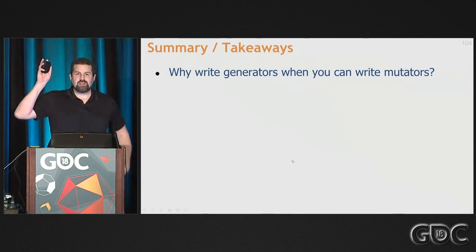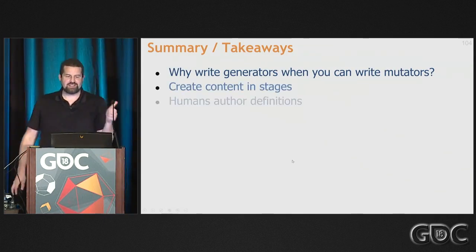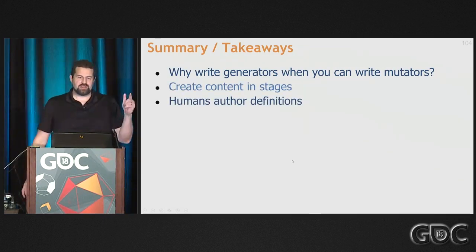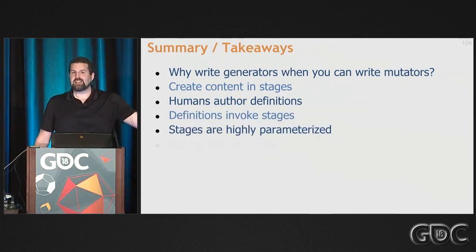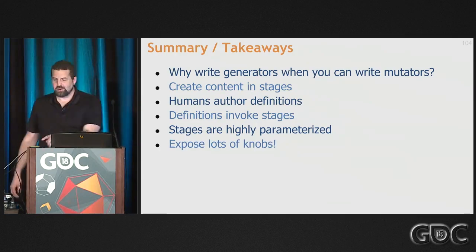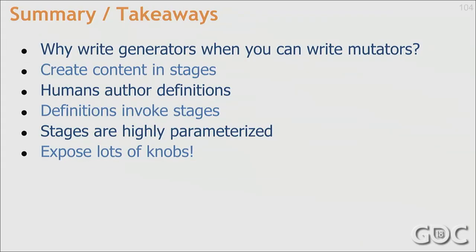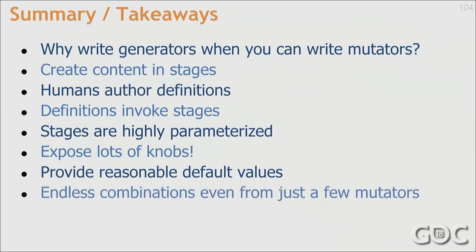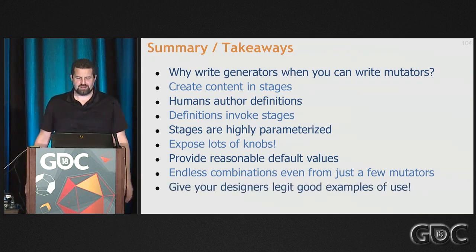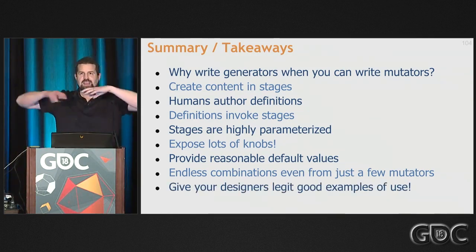Summary, why write generators when you write mutators? Create your content in stages. Humans author the definitions. The definitions invoke the stages. The stages are highly parameterized. They expose lots of knobs, and they need reasonable default values because mostly you're not going to be messing with those knobs. And you can get endless combinations. This is just the tip of the iceberg, just with a few mutators. And each one you add has like an exponential effect on all the things people can do with it.